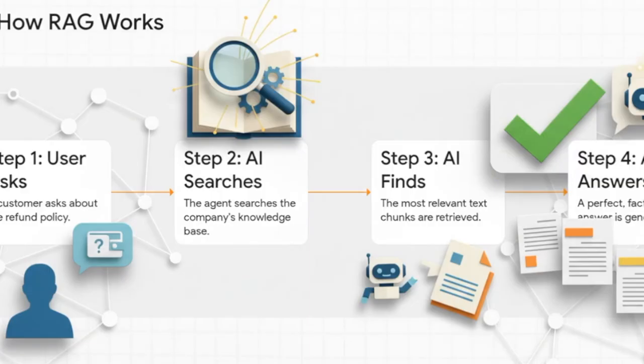So here's how that plays out. A customer asks about your refund policy. Instead of just guessing based on its general knowledge, the AI first searches your internal documents. It finds the exact, most relevant facts, and then it uses those facts to write a perfectly accurate answer. No more guessing. It's all grounded in your own data.